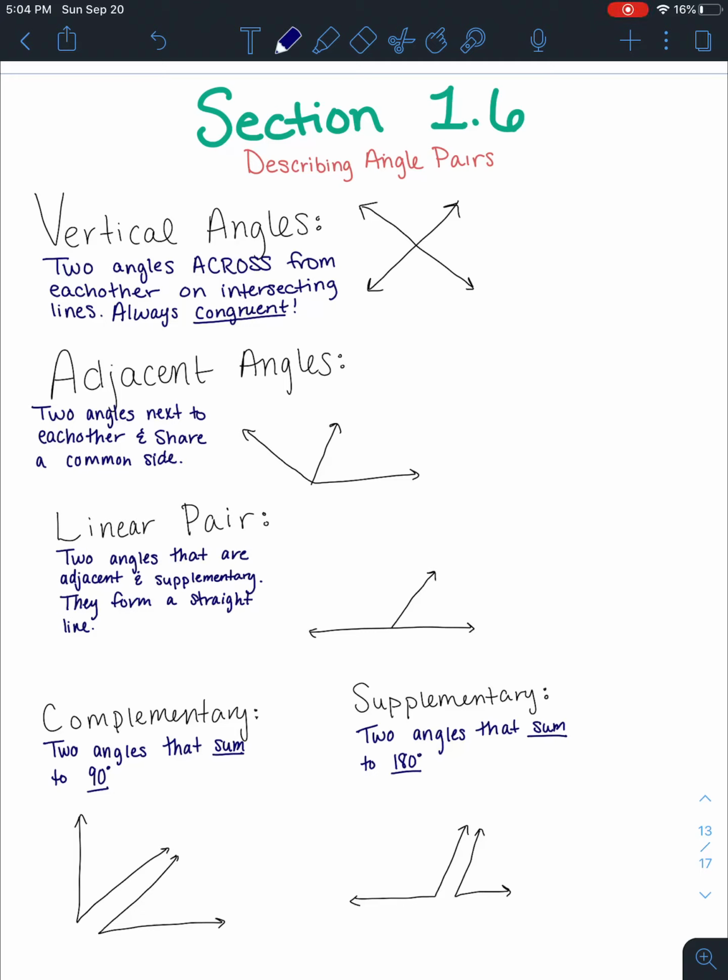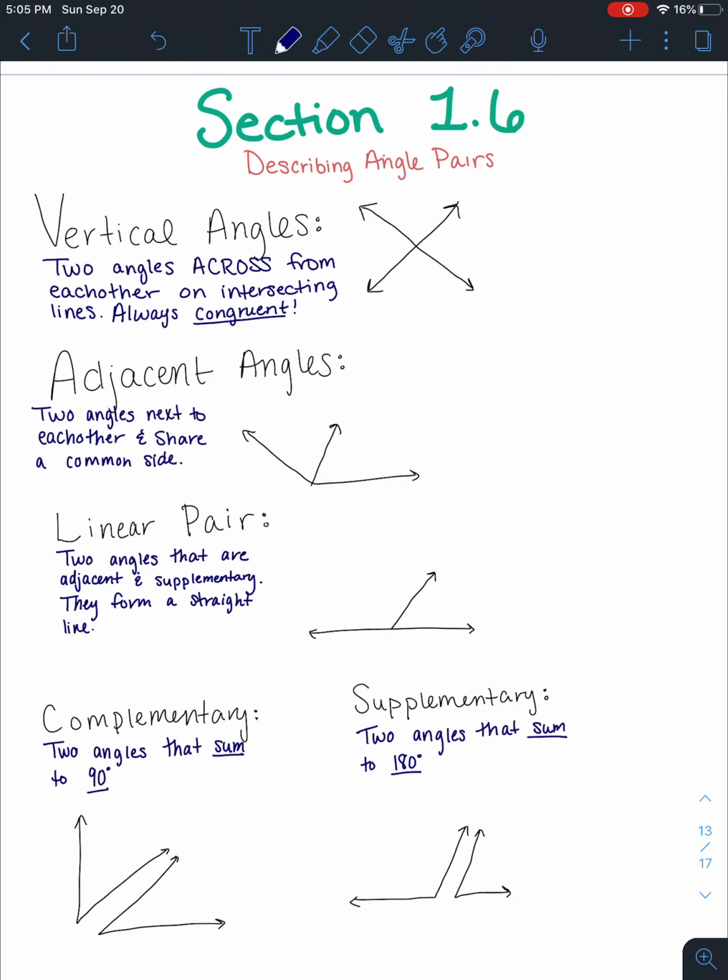Hello and welcome to section 1.6, describing angle pairs. Today we're going to start off with some vocabulary that's not necessarily in our notes, so grab an extra sheet of paper and let's get going.